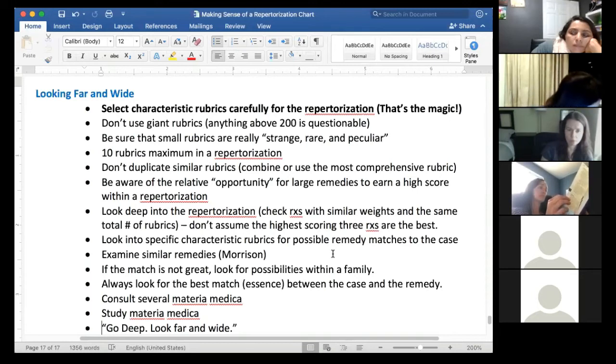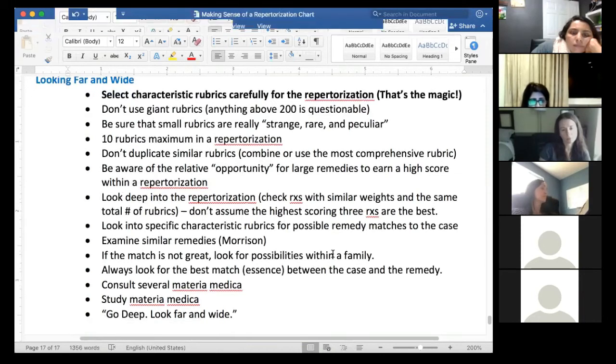Look into specific characteristic rubrics for possible remedy matches to the case. Examine similar remedies. If the match is not great, look for possibilities elsewhere. Look for families. Look at related remedies. Always look for the best match between the case and the remedy. Consult several materia medica. Study materia medica, particularly those smaller remedies, so that they're implanted in your brain, so that you consider them when certain symptoms come up.